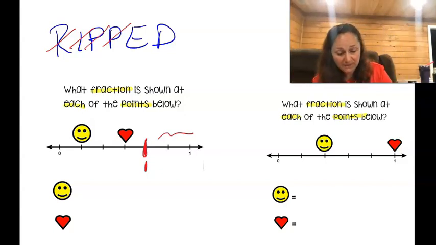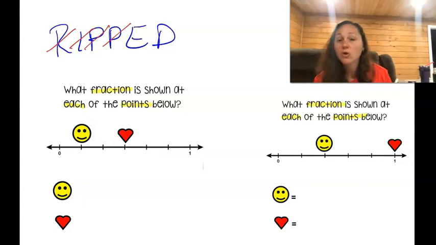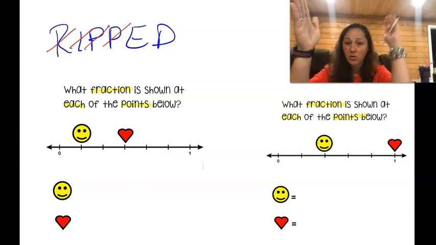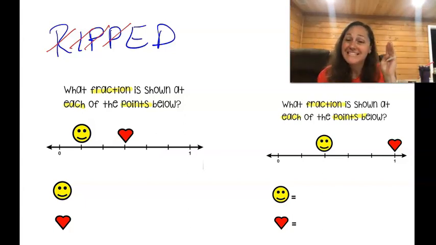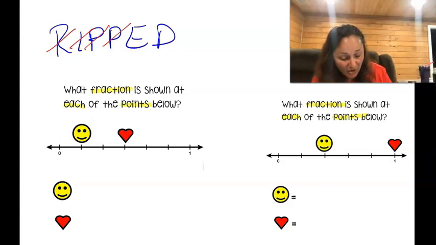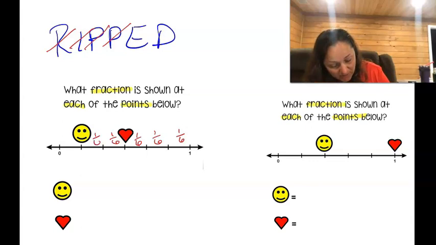So looking at this one, I'm going to count from the zero to the whole. And we came up with six cuts. So I know that each one of these little pieces is worth 1/6. That's worth 1/6. That's worth 1/6. This piece is worth 1/6. This piece is worth 1/6. This piece is worth 1/6. And this piece is worth 1/6.